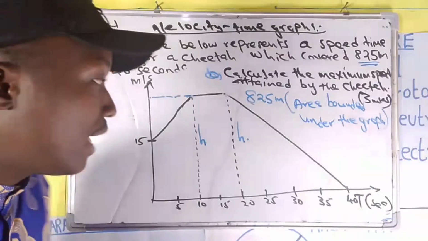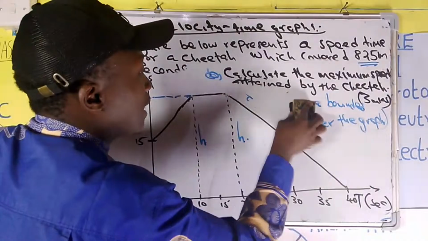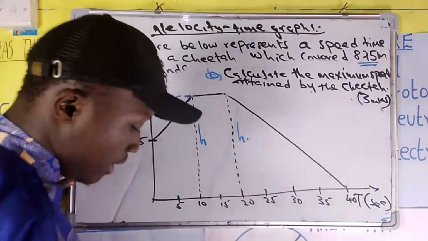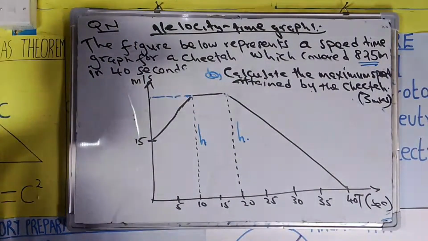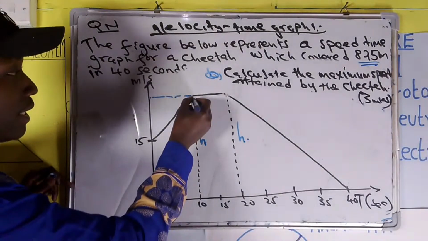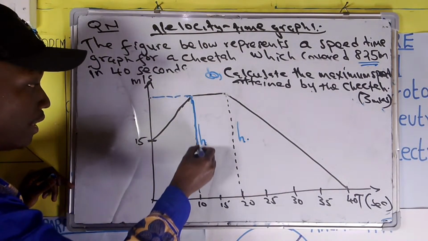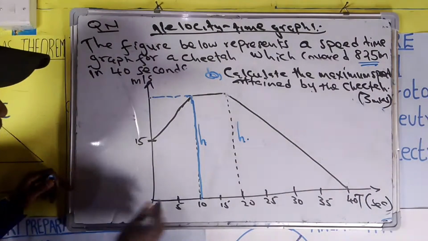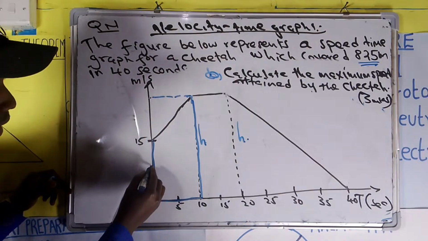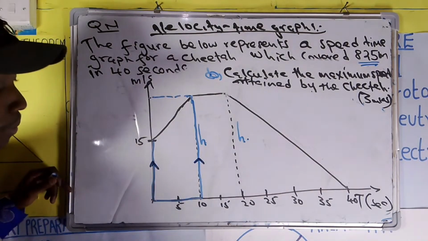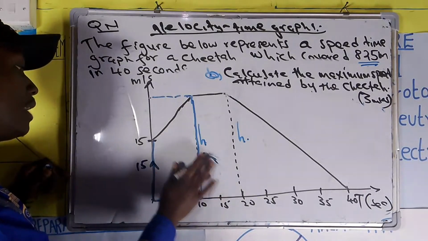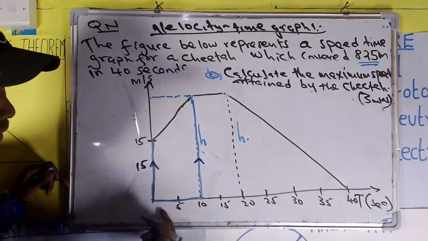When we talk of the area bounded under the graph, what do we mean? To find the distance on a velocity time graph, we can take this first part alone. This is a trapezium. You can see this very well. These are the two parallel sides: this one is 15, this one is h, and this one will be our height, which is 10.